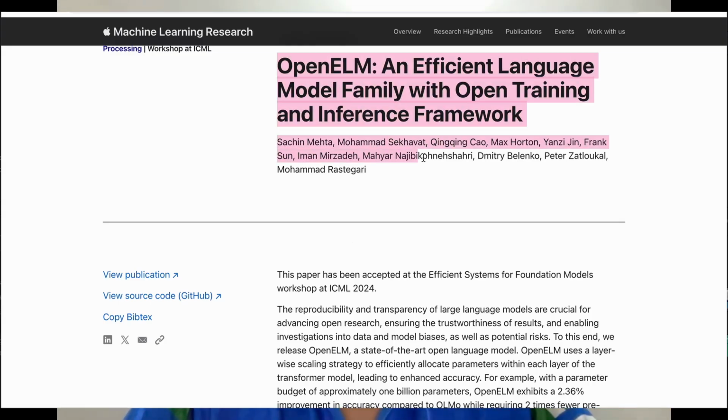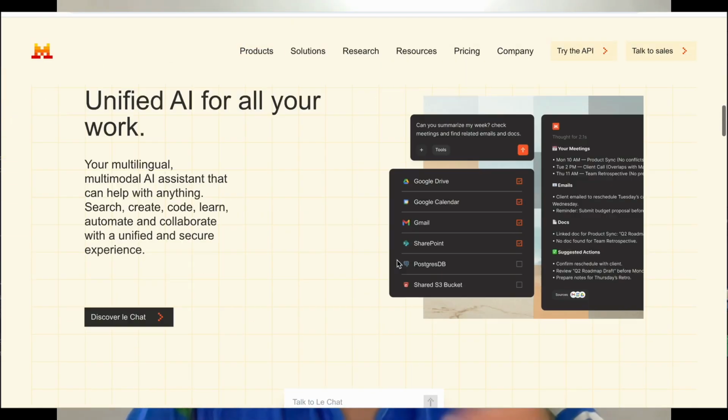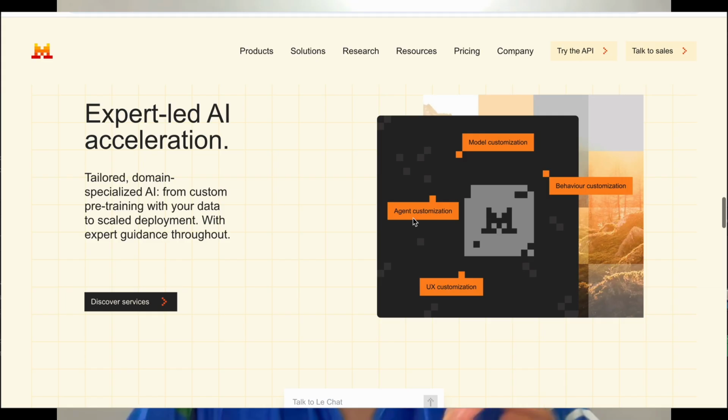Fourth one is OpenELM by Apple, which is 0.27 billion to 3 billion parameters. And the fifth one is Mixtral 8x7B. It is by Mistral AI, which is 7 billion parameters. These are the models which have many more parameters, but they are more powerful compared to other small language models. Now let's talk about advantages of small language models.